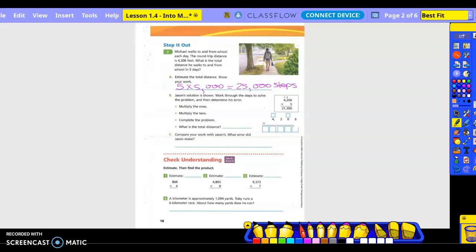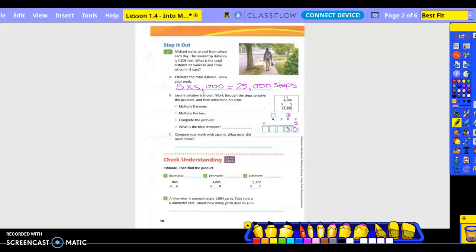Okay, Jason's solution is shown. Work through the steps to solve the problem and then determine his error. So this is what he did in the box. Okay, we need to decide how to actually work it out. So we're going to put times 5 here. So 5 times 6 is 30. Put a 0, carry the 3. 5 times 0 is 0, plus 3 is 3. Okay. So basically, we found out he didn't what? He didn't regroup in the right spot, right?